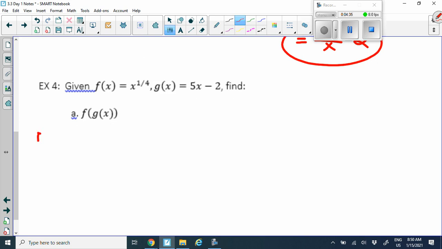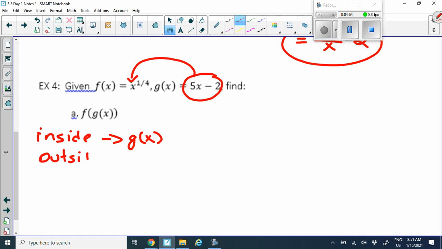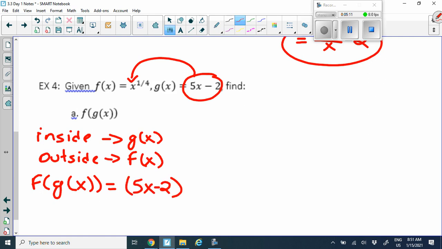Notice that the inside function is g of x. So we are going to take our 5x minus 2 and plug it in for where we see x. This is just like if we had numbers. You're doing the same thing. You're just substituting. So we have inside, that's our g of x, and then the outside function is f of x. So with our f of g of x, I plug the 5x minus 2 in for where I see x. Now I don't keep that x, it replaces it, it goes away. So that means I have now 5x minus 2, and that's being taken to the 1/4 power.